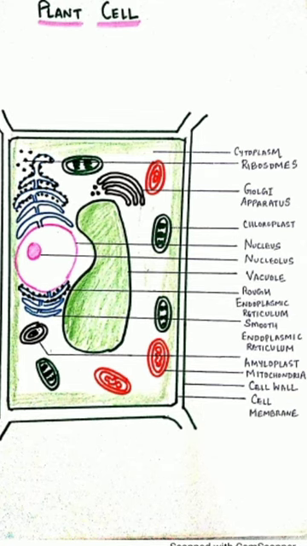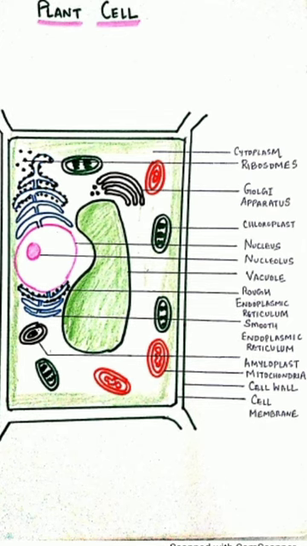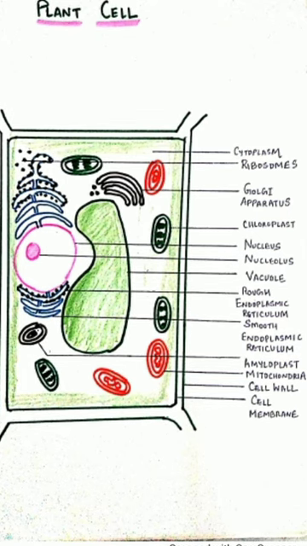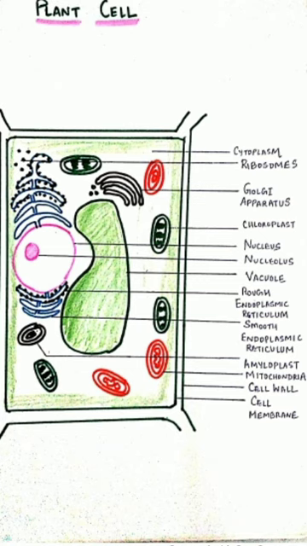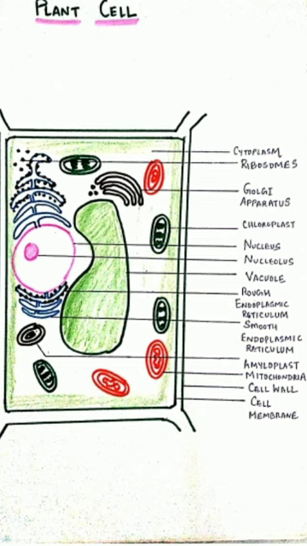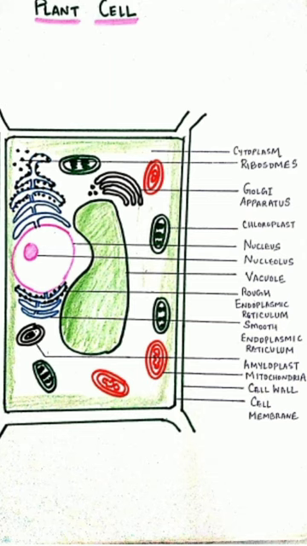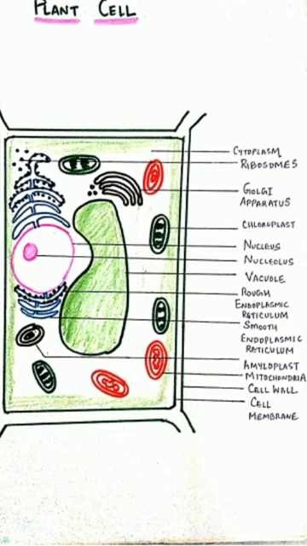Rough endoplasmic reticulum. They have ribosomes attached to it, hence, they have a rough texture or appearance. That is why this name has been given, rough endoplasmic reticulum. Smooth endoplasmic reticulum does not have ribosomes attached to it. Hence, they have a smoother appearance. Rough endoplasmic reticulum is responsible for the synthesis of proteins and their transportation, whereas smooth endoplasmic reticulum is concerned with the synthesis of fats or lipids.